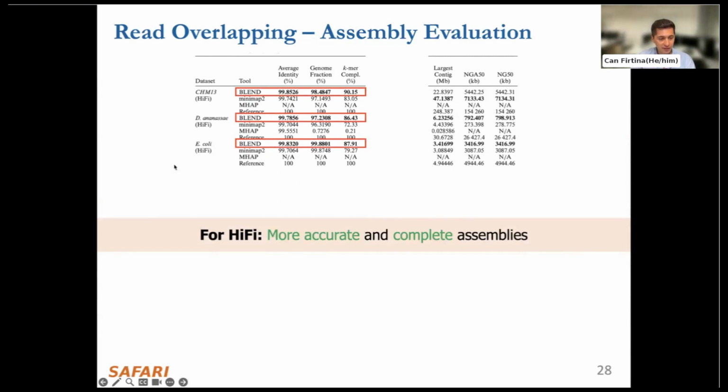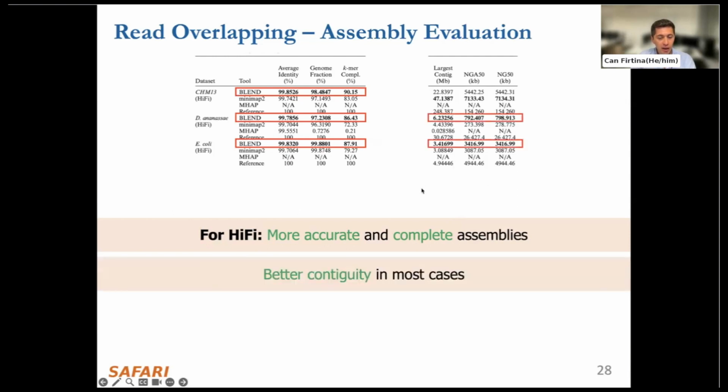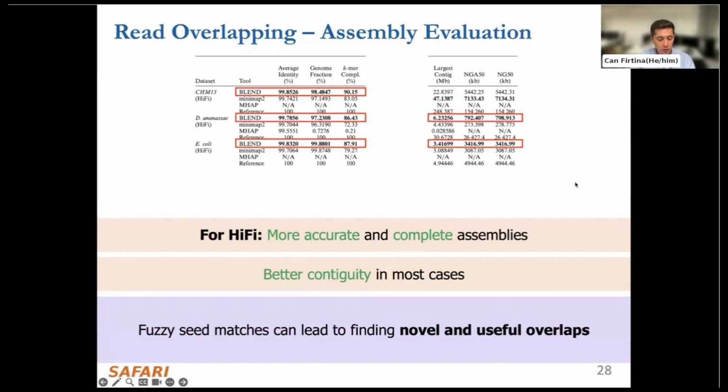Here we have different data sets, again focusing on the HiFi data sets. These are different metrics showing the accuracy and completeness of the genomes. In general, what we observe is that Blend provides more accurate and complete assemblies compared to Minimap2 and MHAP again, and it also provides better contiguity in most cases. We can achieve this because fuzzy seed matches can lead to finding novel and useful overlaps that the exact seed matching techniques cannot find.